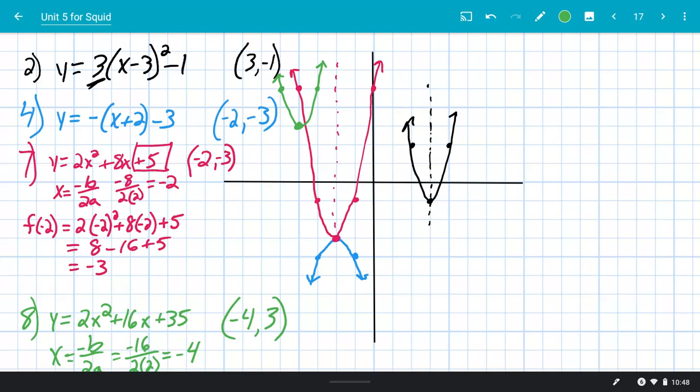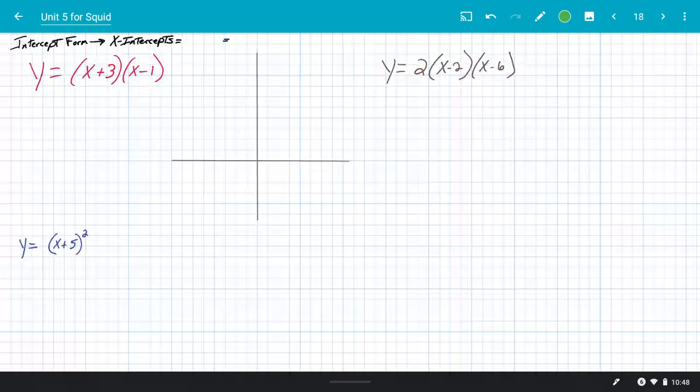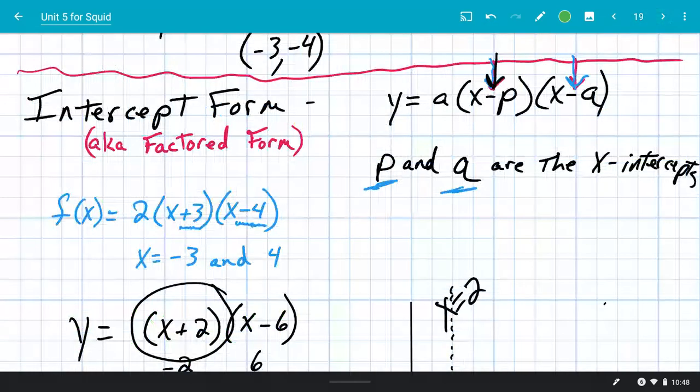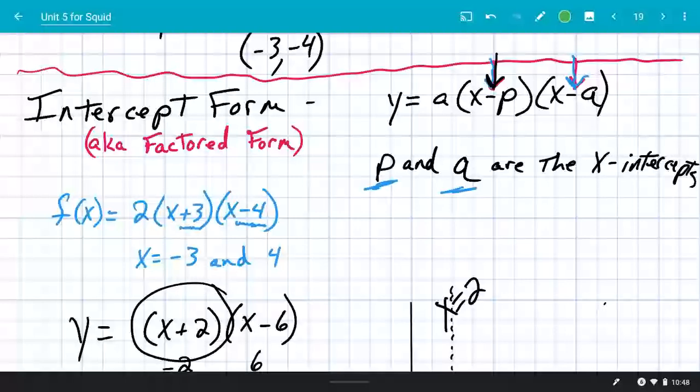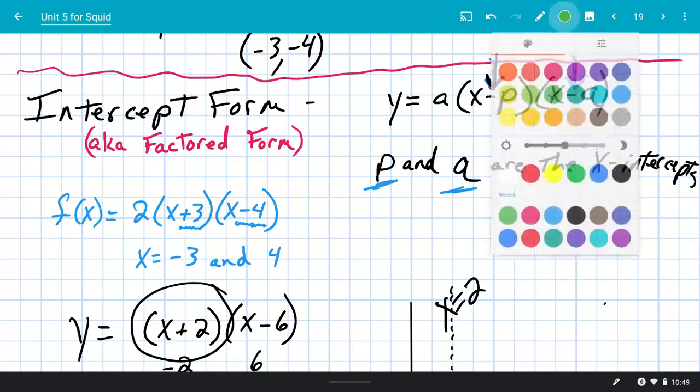All right, let's go back to what we were talking about the other day. You need to have paper and pencil if you don't already. Let's refresh and move forward. On Friday, we began talking about intercept form, also known as factored form. We'll be calling it intercept form here while we're graphing it. Later, when we start to factor, we'll be calling it factored form. Same thing.